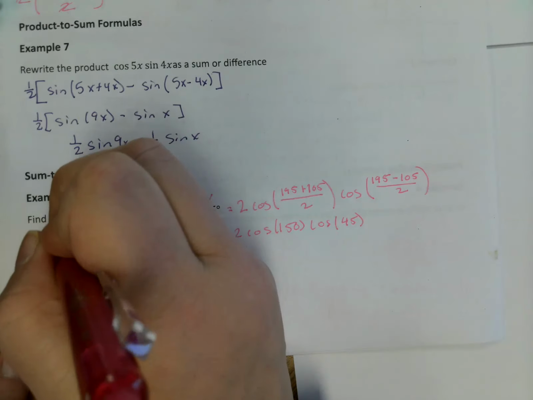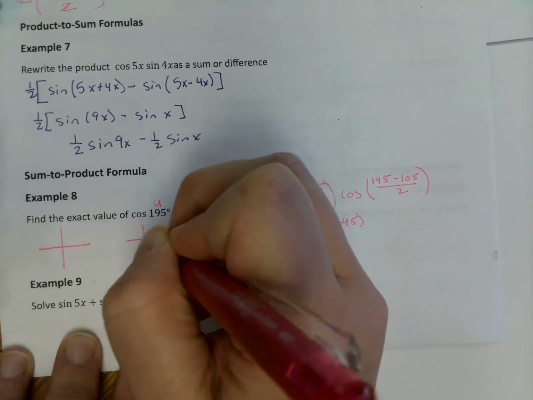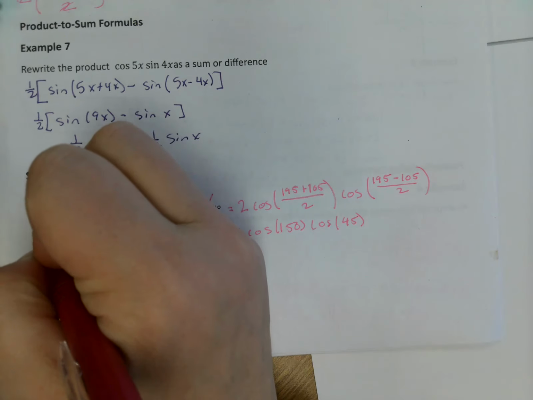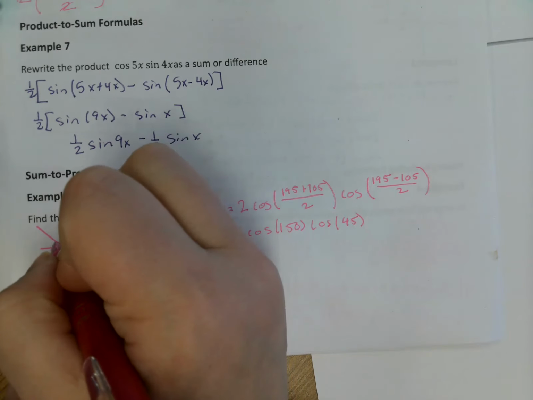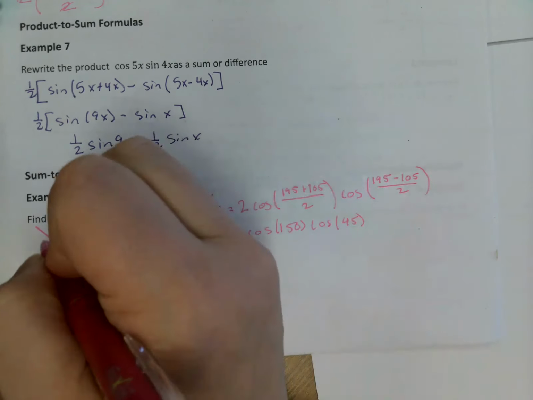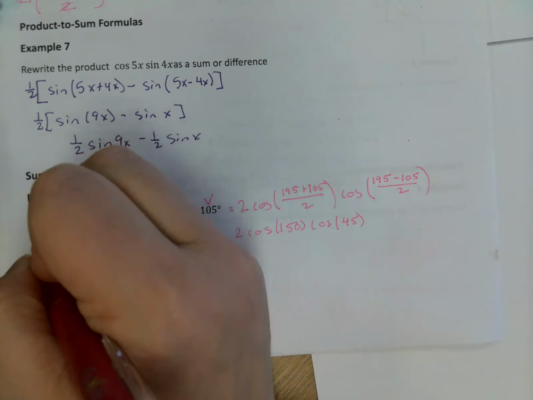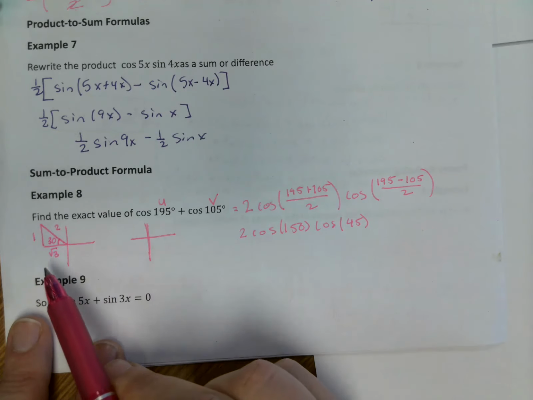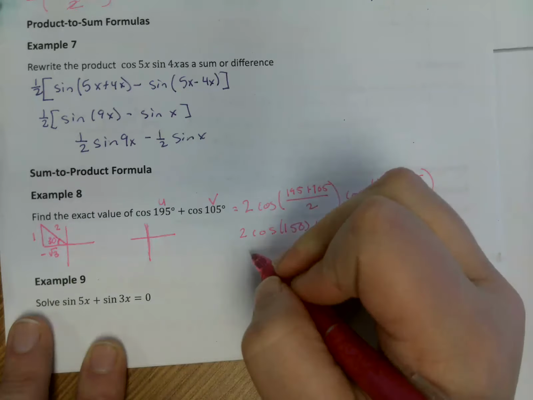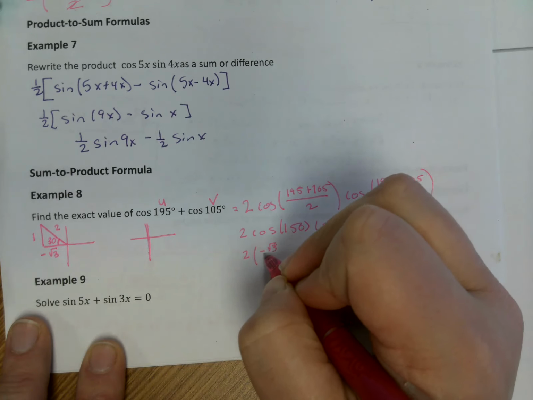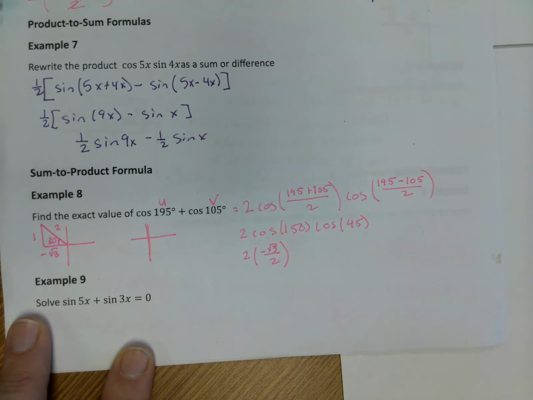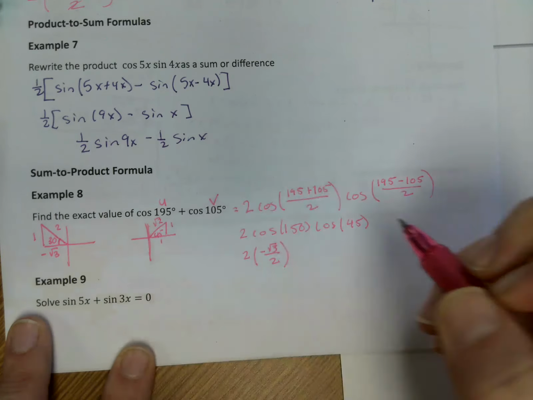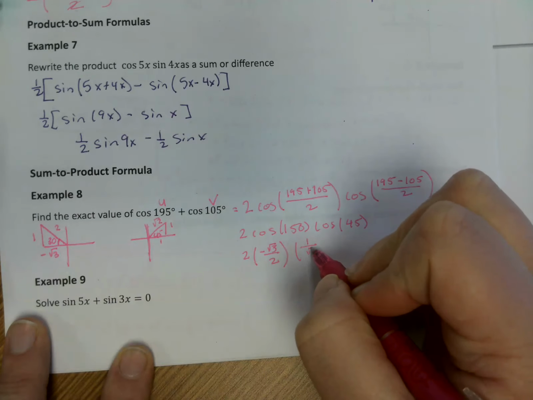So if you set up your 2, this would be the 150 and the 45. 150 is in between 90 and 180, so it's going to be right here. So this reference angle right here is going to be 180 minus 150, so this reference angle is 30. So in that right triangle, opposite is 1, we have our square root 3, we have our 2. So cosine of this is a negative, because it went negative. So this would be 2 times a negative square root 3 over 2. And cosine of 45 will be right here, and our 45 is 1, 1, square root 2. So this becomes 1 over square root 2.